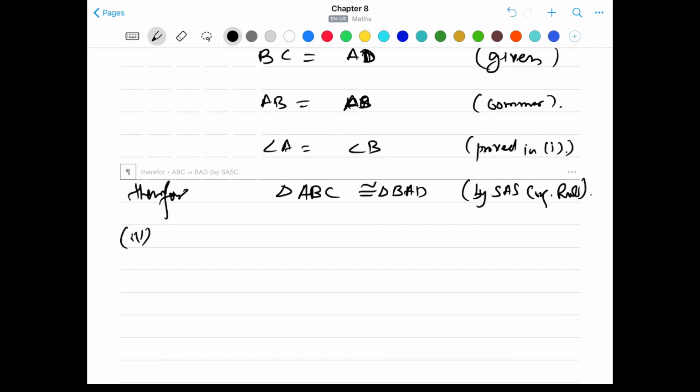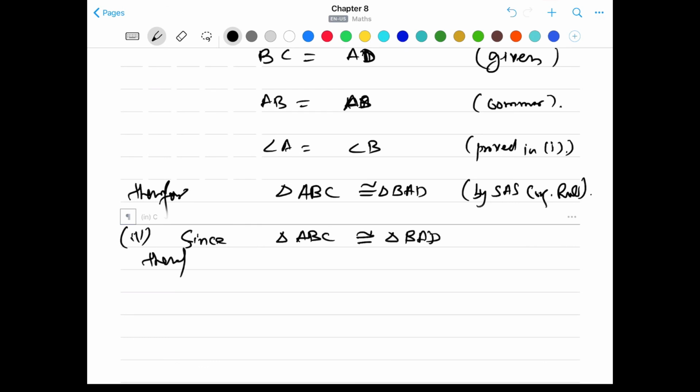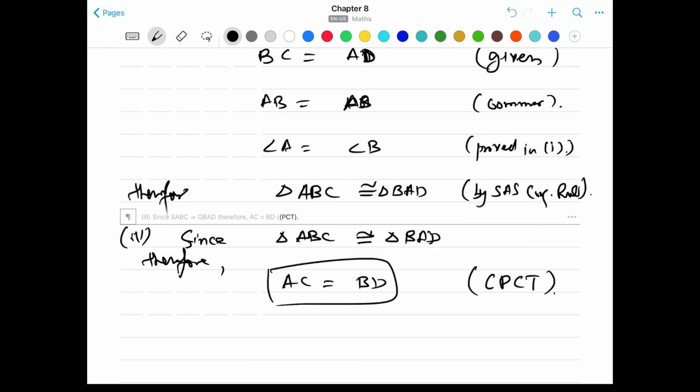Now part 4 is we have to prove that AC equals BD. Okay, so similarly we have that since triangle ABC is congruent to triangle BAD, therefore AC will be equal to BD, and that's by CPCT, that is corresponding parts of congruent triangles are equal. Okay, so that's part 4 of question number 12. With this we have concluded all the questions of exercise 8.1.